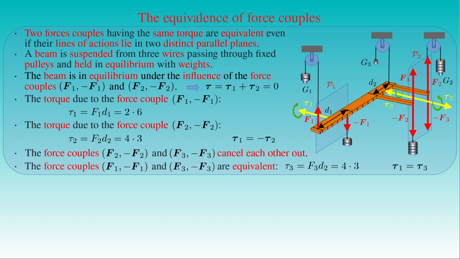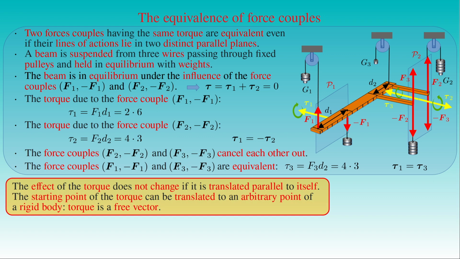In the experiment, we have demonstrated that the force couple F2 and minus F2 lying in the plane P1 is equivalent to the force couple F3 and minus F3 lying in the plane P2 parallel with the plane P1. This result shows that only torque has a role in the effect of a force couple, and this effect will not change if the torque is translated parallel to itself. In other words, the starting point of the torque vector can be translated to an arbitrary point of the rigid body.